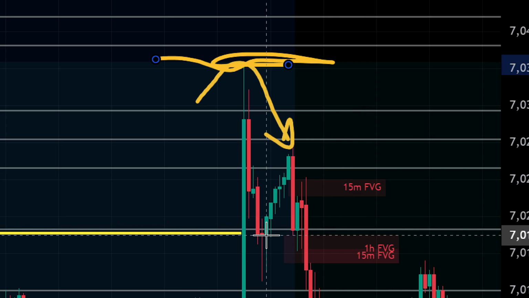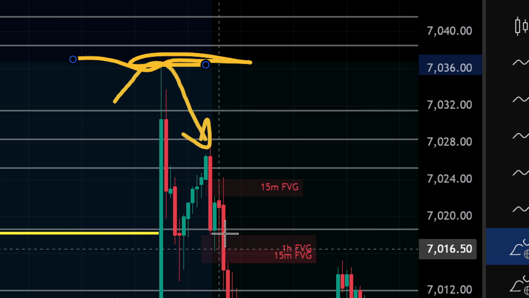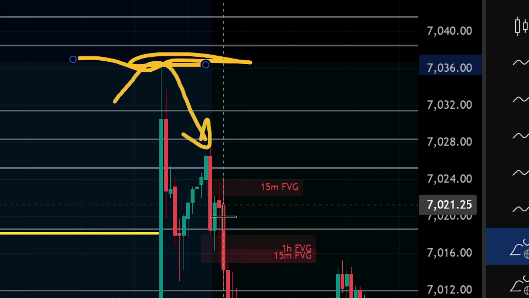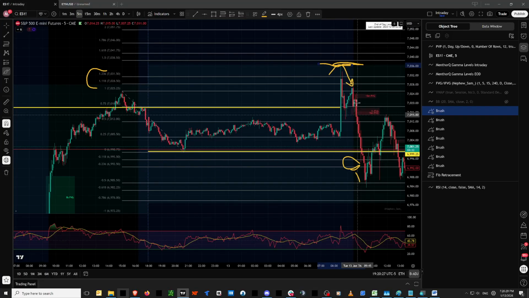I stopped, I don't know, where did I stop? 28.19, somewhere around in here maybe. I forget now. But at any rate, because it didn't close above the 236, if it closes above the 236, I think there's a good chance it can go to the 0.5. But because it didn't, I expect it to go back inside the box, which it did. Now, of course, no trade wins 100% of the time.